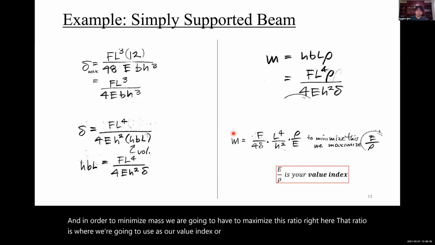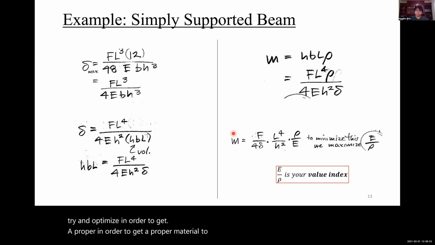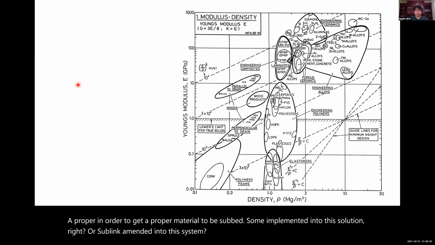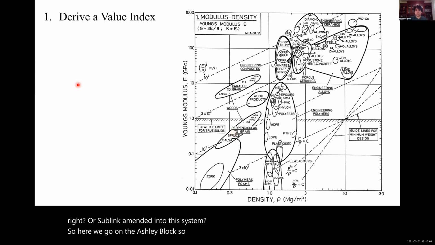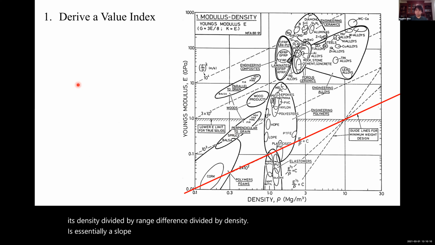That's the value that we have to try and optimize in order to get a proper material to be sub implemented into this solution, or into this system. So here we go on the Ashby plot. So we already derived the value index. Now the value index, since it's stiffness divided by density, is essentially a slope, and it's what we refer to as guidelines on the Ashby plots.